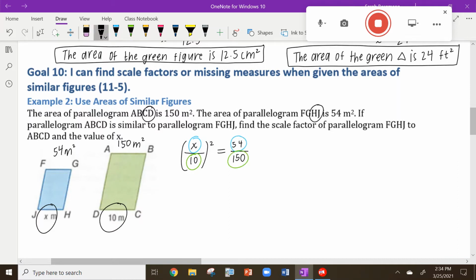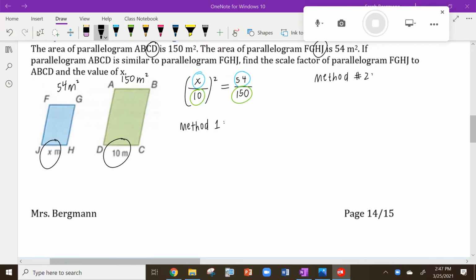Now there's two methods to solve this. The first method is that we can square the numerator and the denominator of the fraction first and then solve. So you can reduce this 54 over 150 if you'd like. It's not really totally necessary for this method, but what we need to do is cross multiply and divide. So when we cross multiply 100 times 54, that gets us 5400 divided by 150 gives us 36.